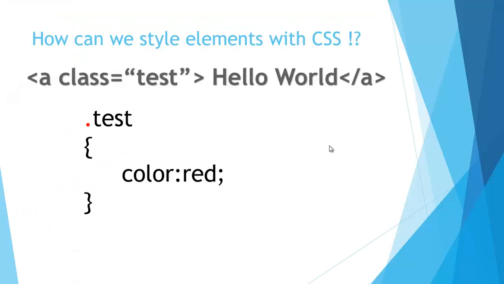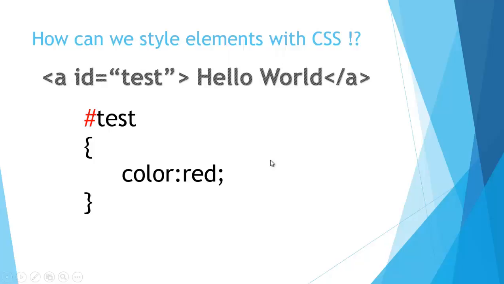So this is called styling elements the class way. You should put a dot, then the name of the class. Here the class is test. Then we open brackets, color red, whatever you like, the property name, colon, the property value, and then semicolon. ID, we already use an ID using a hashtag.